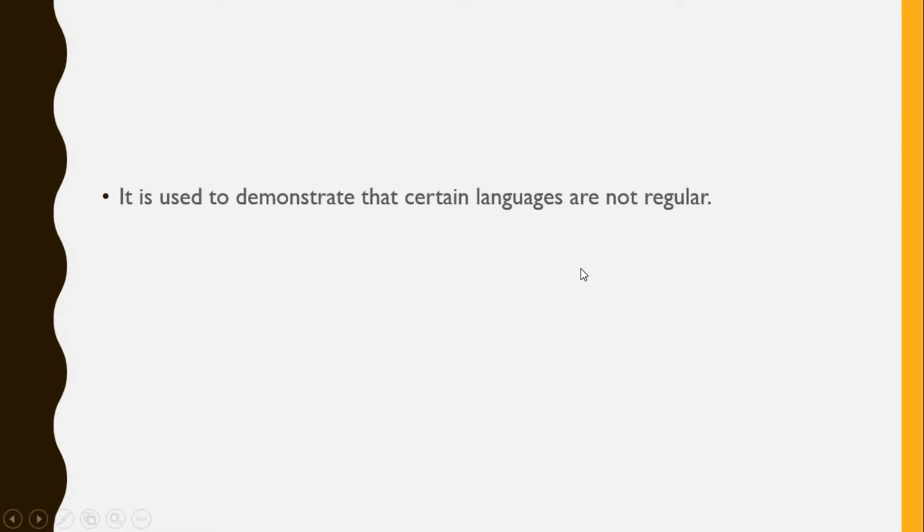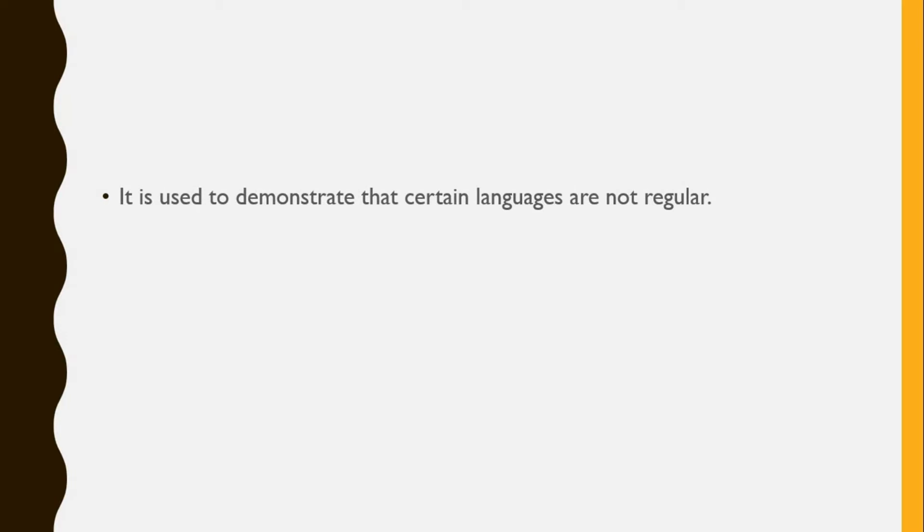The pumping lemma for regular languages is used to demonstrate that certain languages are not regular. This is the idea. We're gonna take a language which is not regular, assume that it's regular, apply the pumping lemma for regular languages, and get a contradiction somehow. Therefore, our assumption that the language is regular is flawed, and the language is not recognizable, you can say.